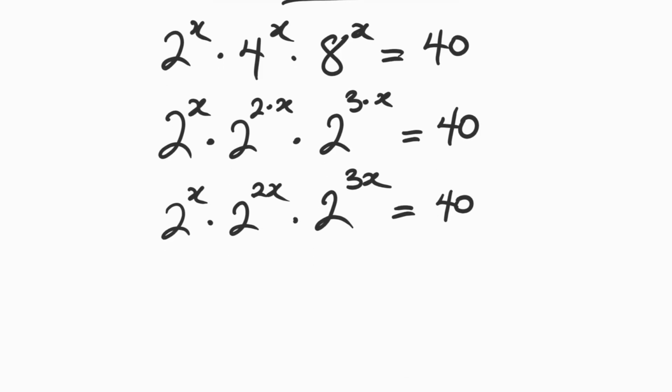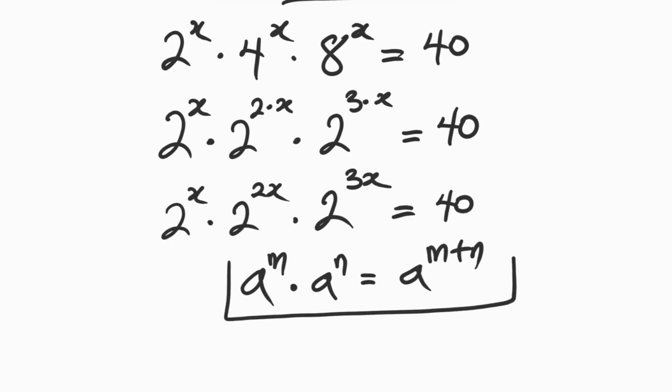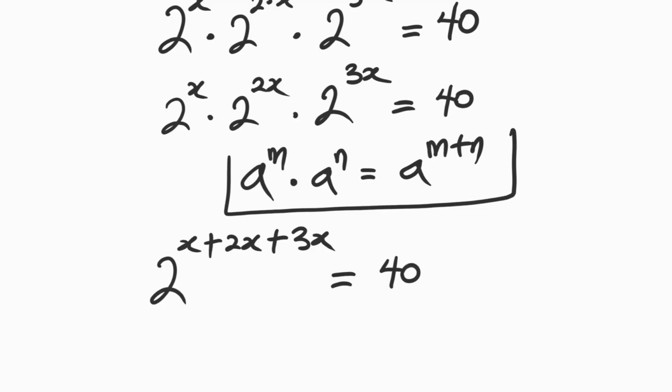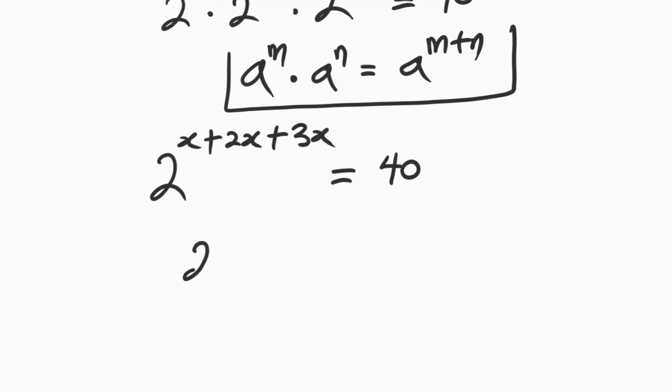So we can see on the left-hand side that we have the same base, and therefore we can add our powers. And this stems from the fact that a raised to the power m times a raised to the power n is equal to a raised to the power m plus n. So we're going to apply this to the left-hand side of the equation. Now we have same base, 2, and then we add the powers, x plus 2x plus 3x equals 40. So the powers add up to 6x.